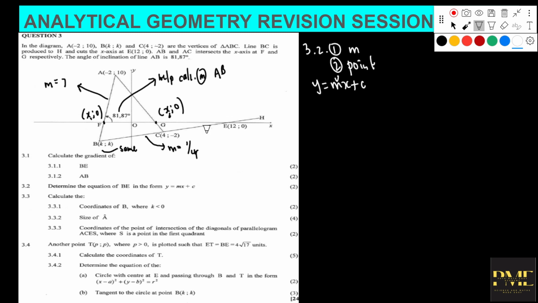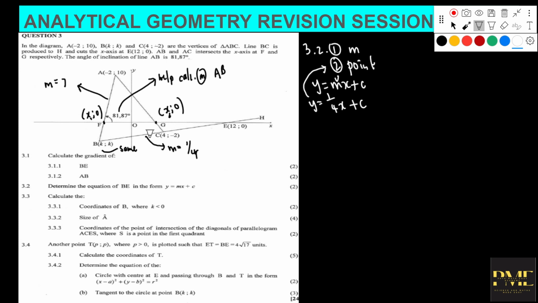So in terms of line BE, we have already calculated the gradient above. That's our gradient, which is basically 1 over 4. So we already have y is equal to 1 over 4x plus c. So now we need the value of c. To find the value of c we need at least 1 point on that line, then substitute this point into our equation to find the value of c.